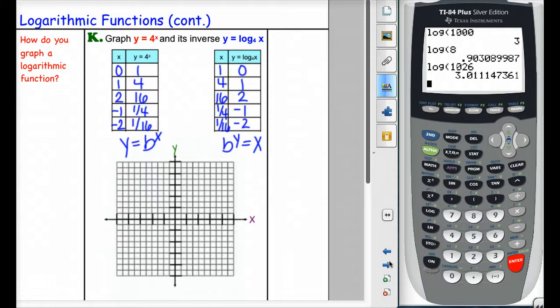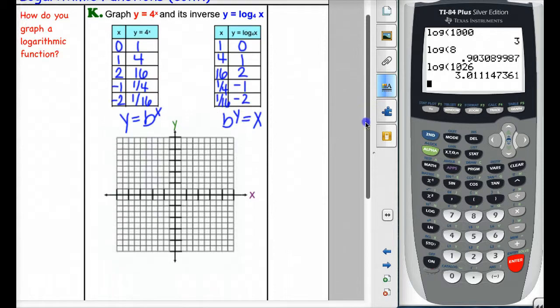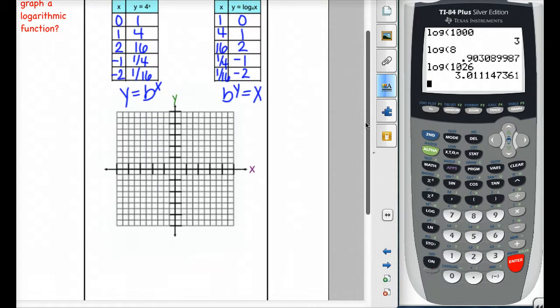So if we graph these, I can first graph in blue 0, 1, 1, 4, 2, 16, negative 1, 1/4, and negative 2, 1/16. So here is my exponential function.